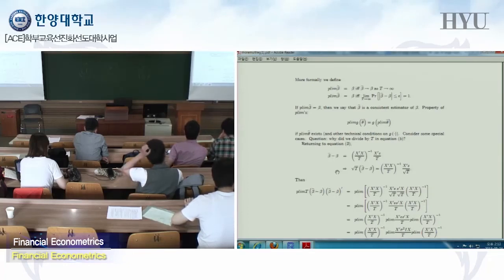Now we can apply the convenience property of the p-lim. We can put the p-lim inside each part. So it is the p-lim of this part, and the p-lim of this part, and the p-lim of this part.